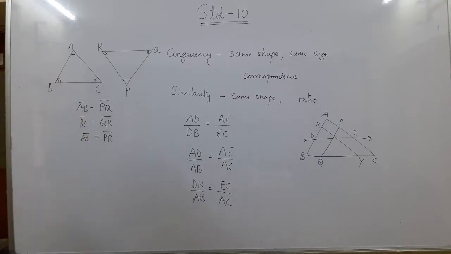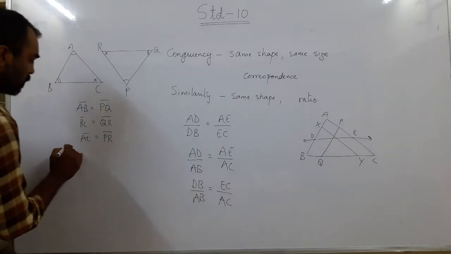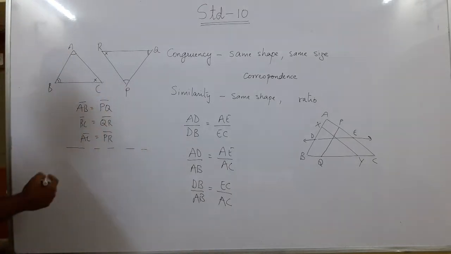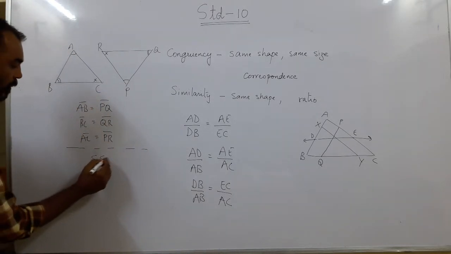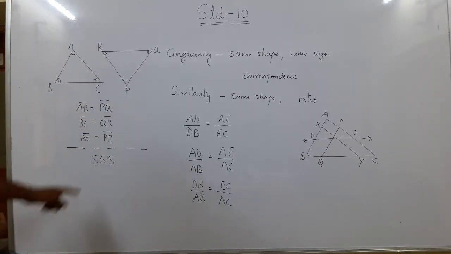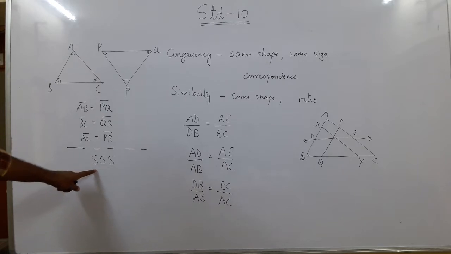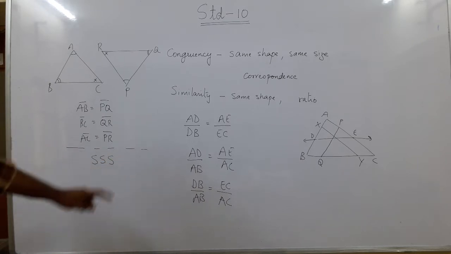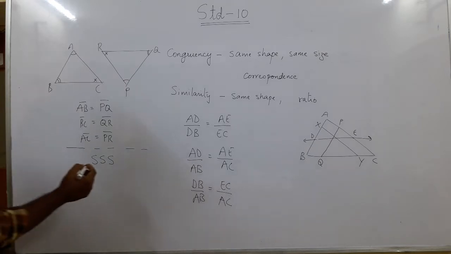So 6 conditions when they are satisfied. But there were certain axioms and theorems. We did it last time. We told SSS: if the corresponding sides of two triangles are equal, then the triangles will be congruent. So if the 3 corresponding sides are equal, then they are congruent, and the angles will automatically be equal.